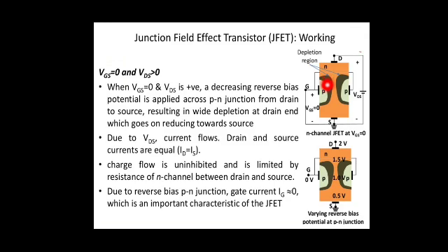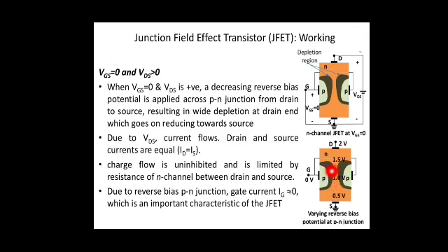Why does this happen? Because at the drain terminal you are applying a positive voltage, and at the source terminal you are applying negative voltage, and it is an N type material. So due to this, the greater reverse bias occurs at the drain terminal, whereas the less reverse bias occurs at the source terminal.